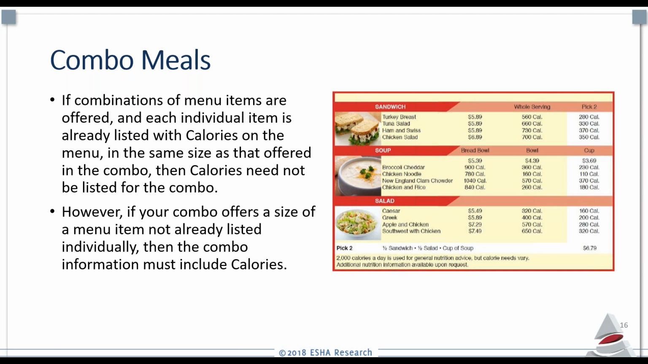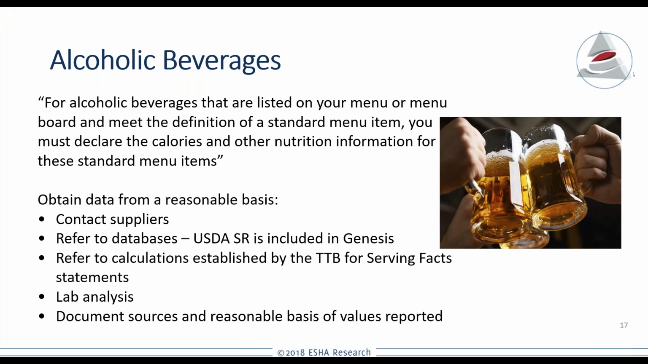If combinations of menu items are offered and each individual item is already listed with calories on the menu and in the same size as that offered on the combo, then duplicate calorie information need not be listed for the combo. However, if your combo offers a size of a menu item not already listed, then you need to list the combo's items calorie information. You could see like a half a sandwich versus a whole sandwich. You need to have information for both.